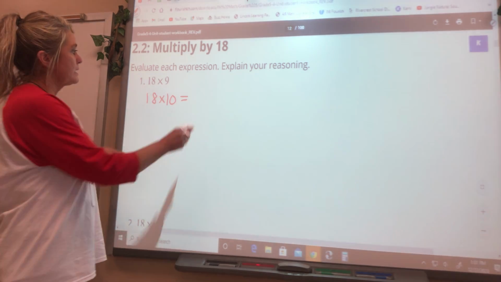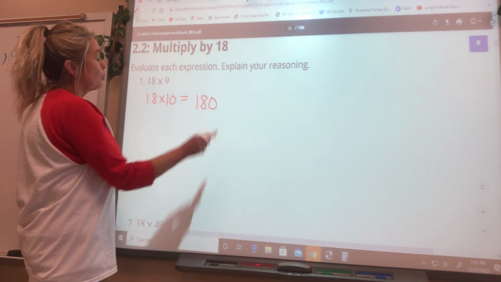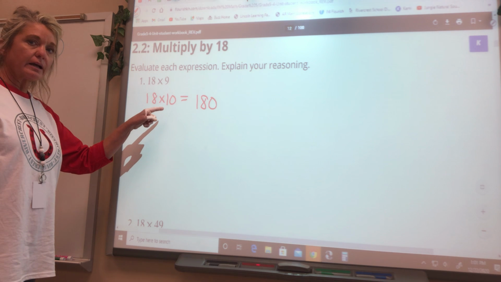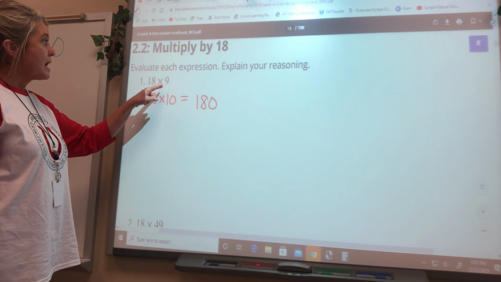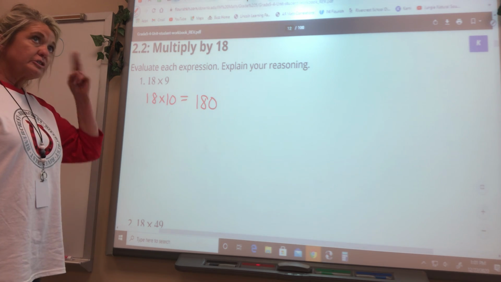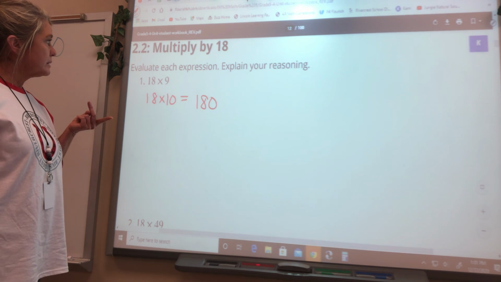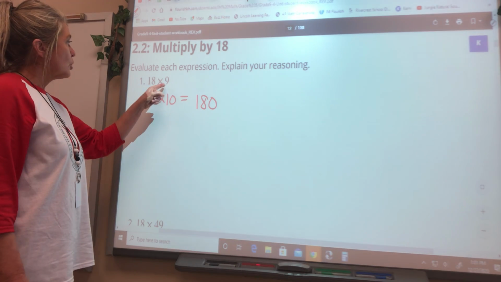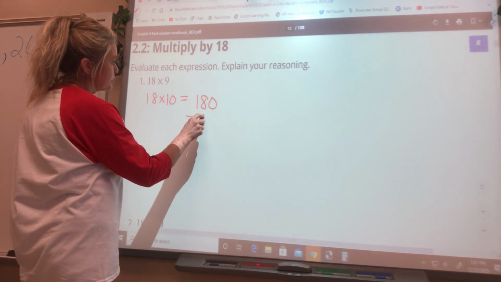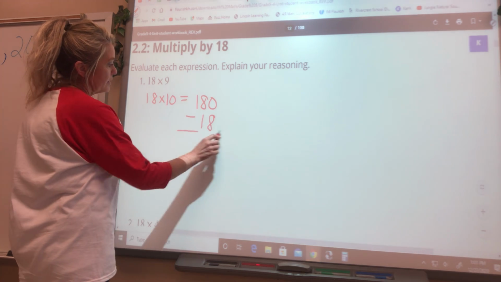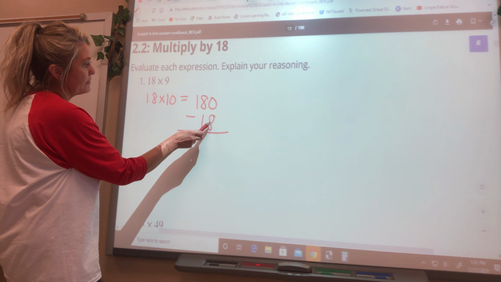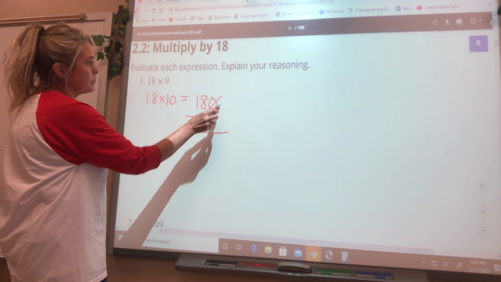18 times 10 would be 180, but I didn't have 18 10 times, did I? I had 18 9 times. So if I just use mental math for a minute, I had one less set of 18. So if I subtract that 18 from the 180, I would have to borrow here.